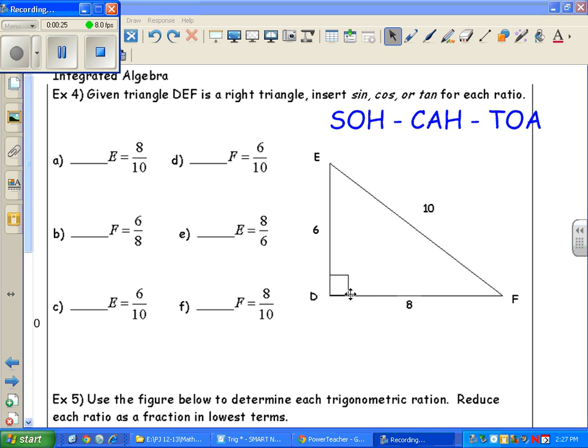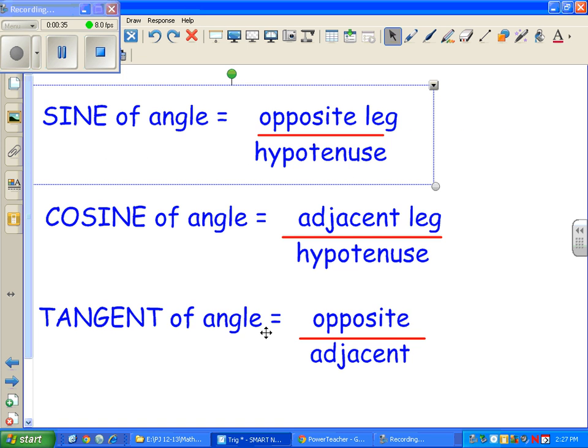So today we learned a helpful mnemonic to help us remember the ratios. The mnemonic device is SOH CAH TOA. And as a reminder about what that means, the SO stands for the sine of an angle, which is the ratio of the leg opposite the angle to the hypotenuse.